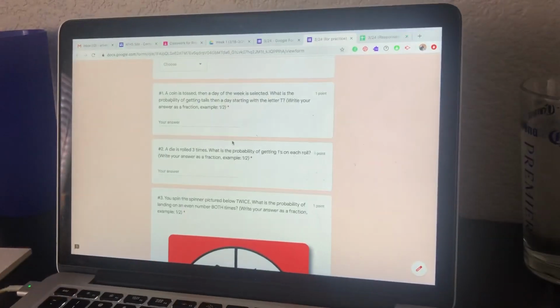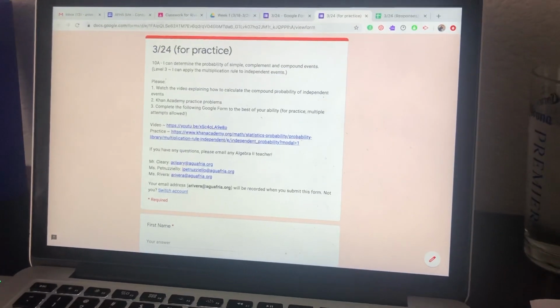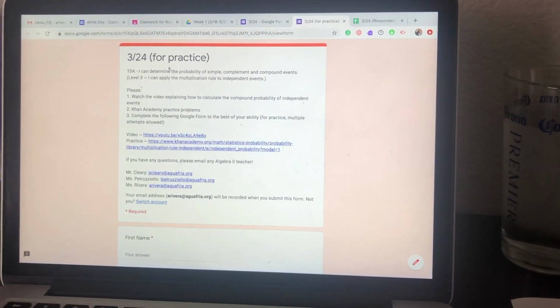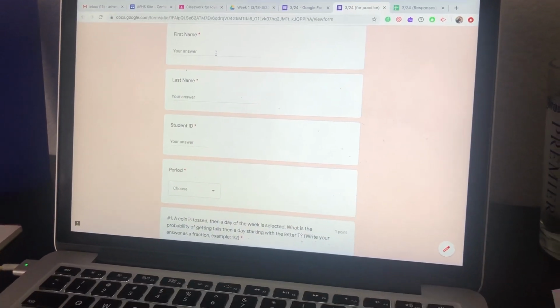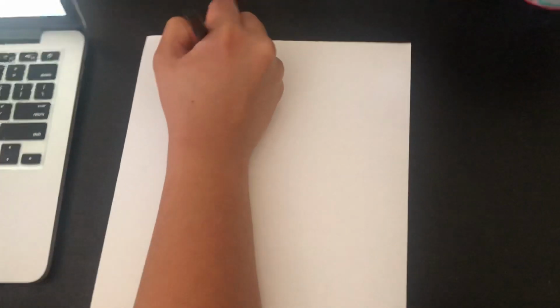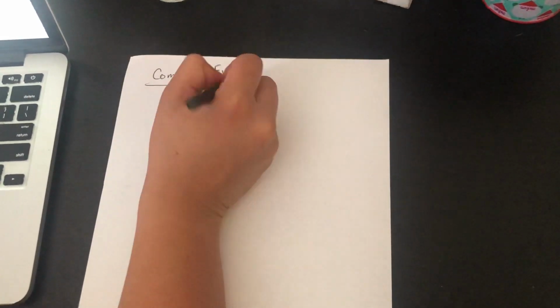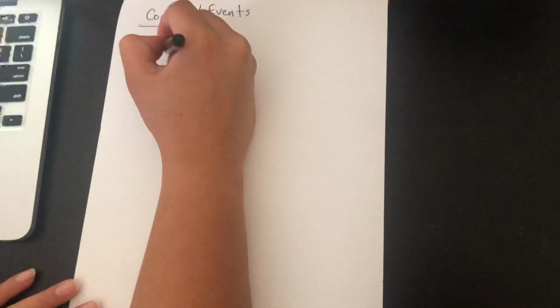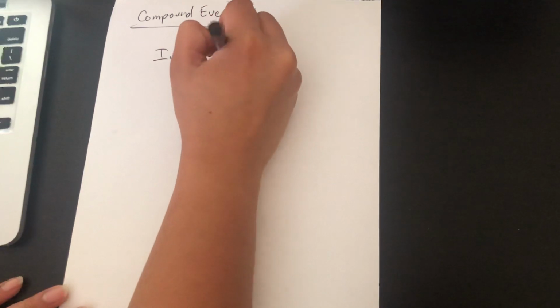So what we're looking at right now is March 24th's Google form. This ideally is what you guys did yesterday, which is all about compound probability. So when we talk about compound events, there's going to be two types: independent and dependent.